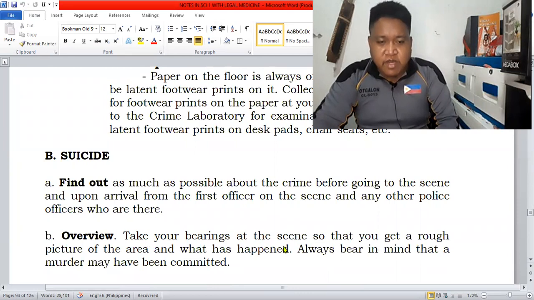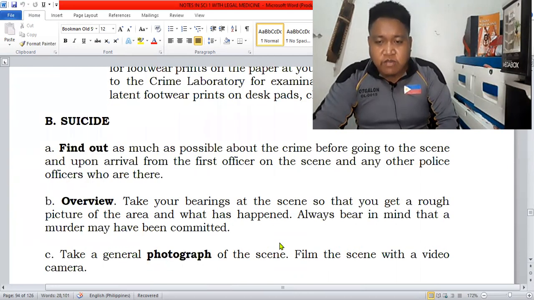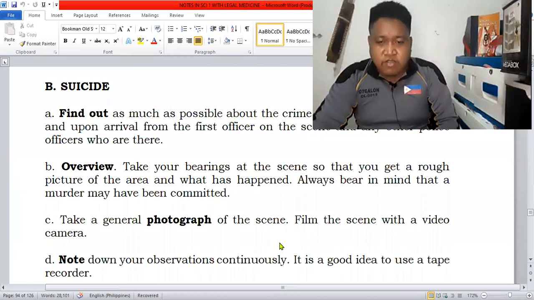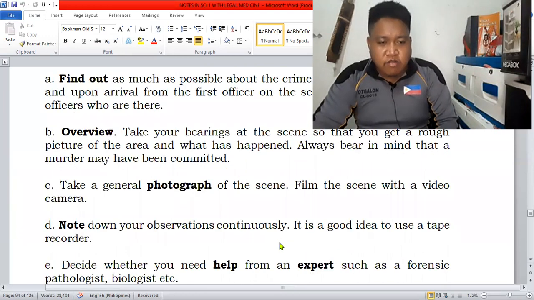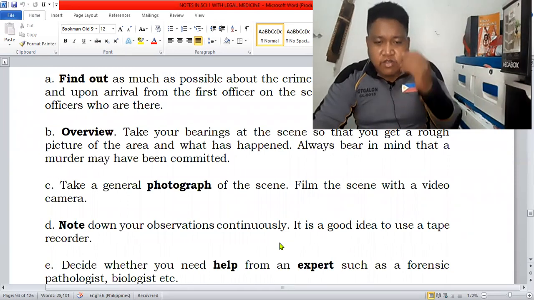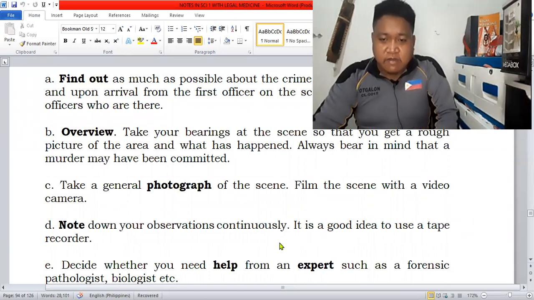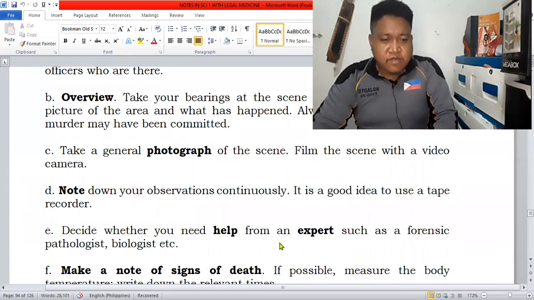Overview, take your bearings at the scene so that you get a rough picture of the area and what was happened. Always bear in mind that a murder may have been committed. Yan. Parati yan in suicide. Take a general photograph of the scene. Film the scene with a video camera. Note down your observations continuously. It is a good idea to use a tape recorder.